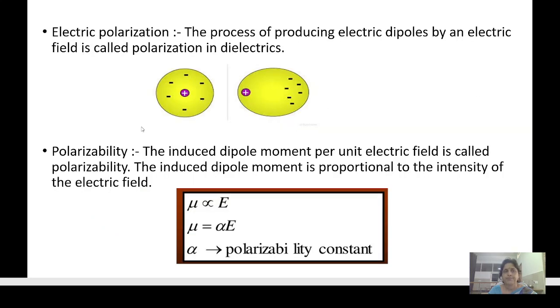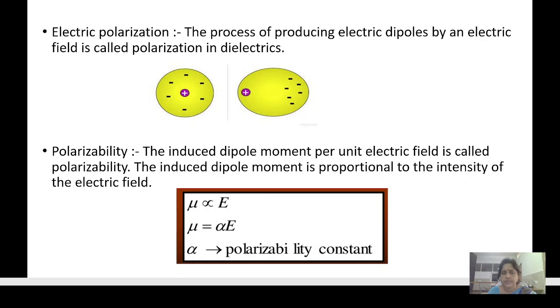Next, electric polarization. The process of producing electric dipoles by an electric field is called polarization in dielectrics. Polarizability: the induced dipole moment per unit electric field is called polarizability.